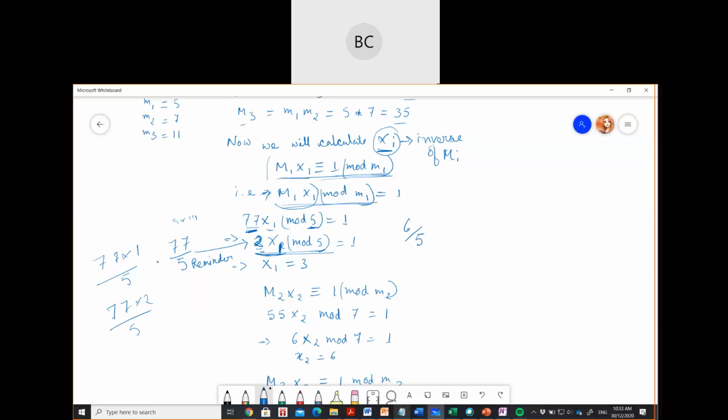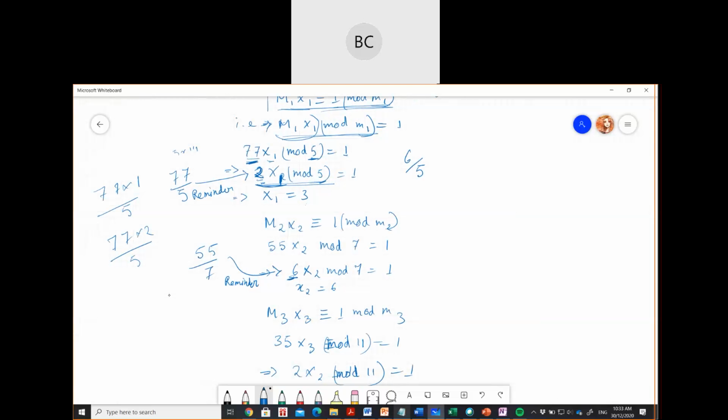55 x2 mod 7. So you just do 55 divided by 7, and the remainder is your 6. How? 7 into 7 is 49. 55 minus 49 is 6. 6 x2 mod 7. Okay. Now x2 equal to 6. That means what? 6 into 6. What's the value? 6 into 6.